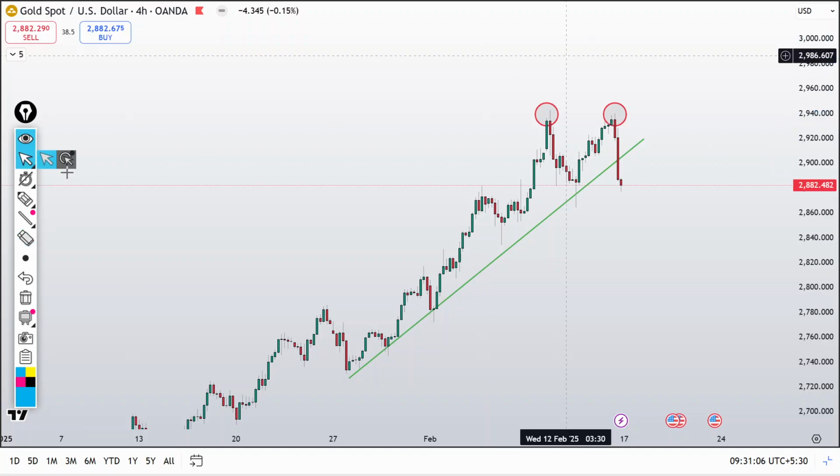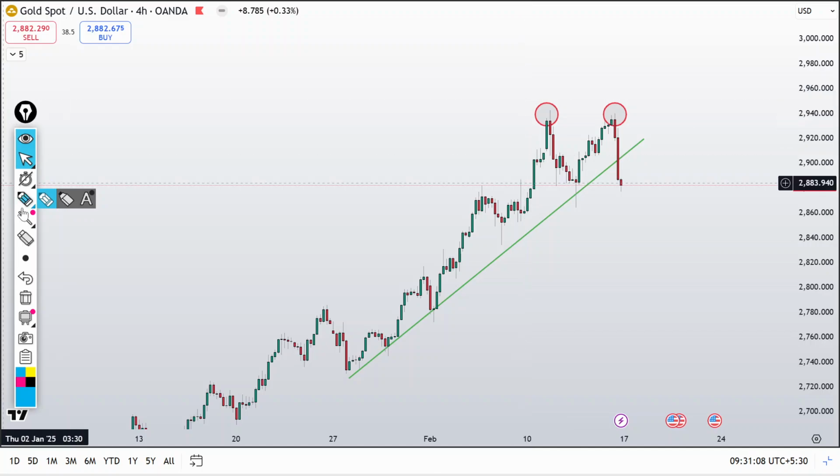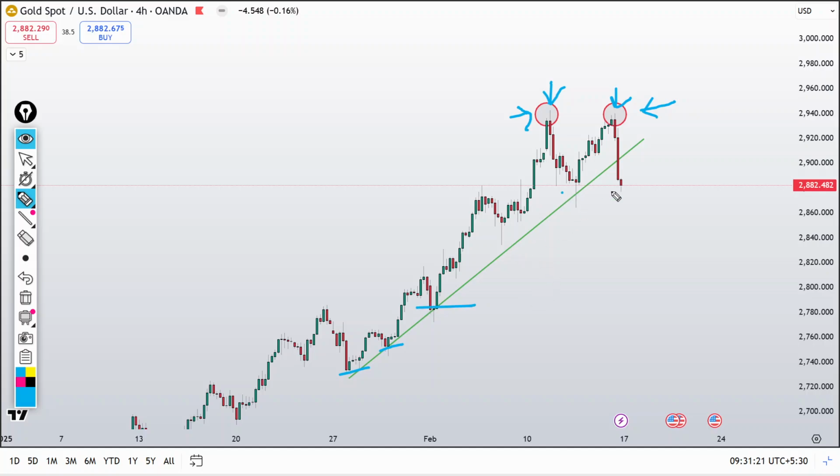You can see right over here, price rejected from the previous high from this area, and now currently forming a double top, this top. And also on 4-hour time frame, price broke down this support trend line, you can see right over here, and it closed below this trend line support.